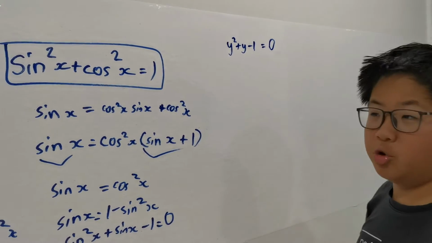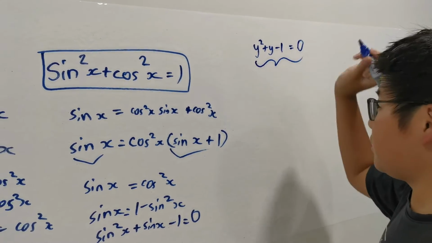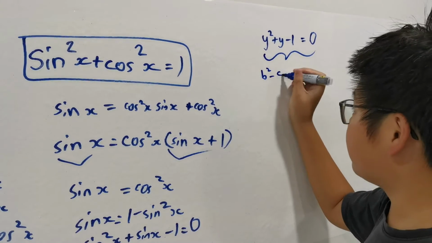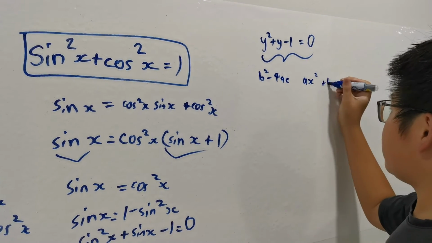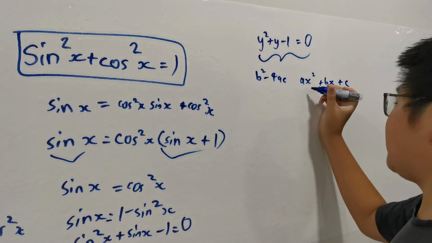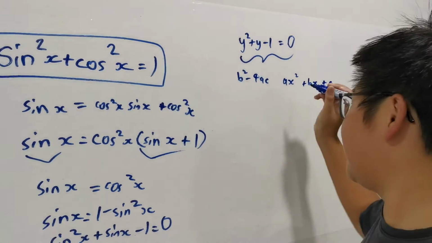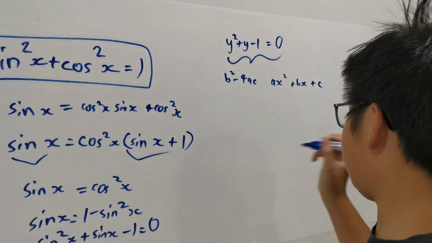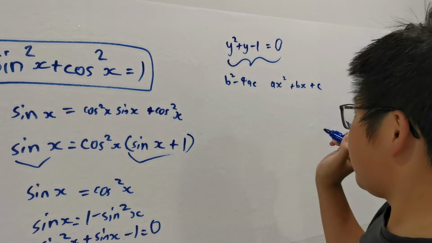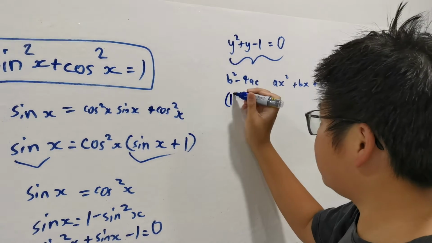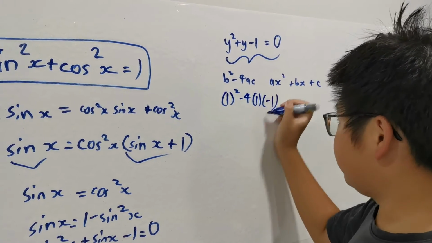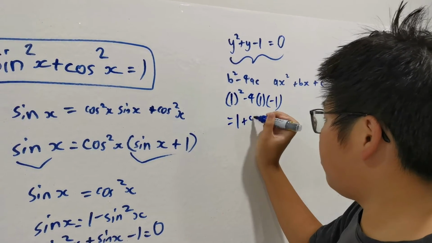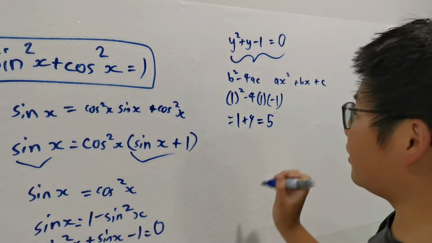To find how many solutions we have in this quadratic, we use the discriminant, b squared minus 4ac, for any quadratic ax squared plus bx plus c. Now these x's can be any variable you like so long as it isn't a, b or c. Now b squared is 1 squared minus 4 times 1 times minus 1, which equals 1 plus 4 equals 5.